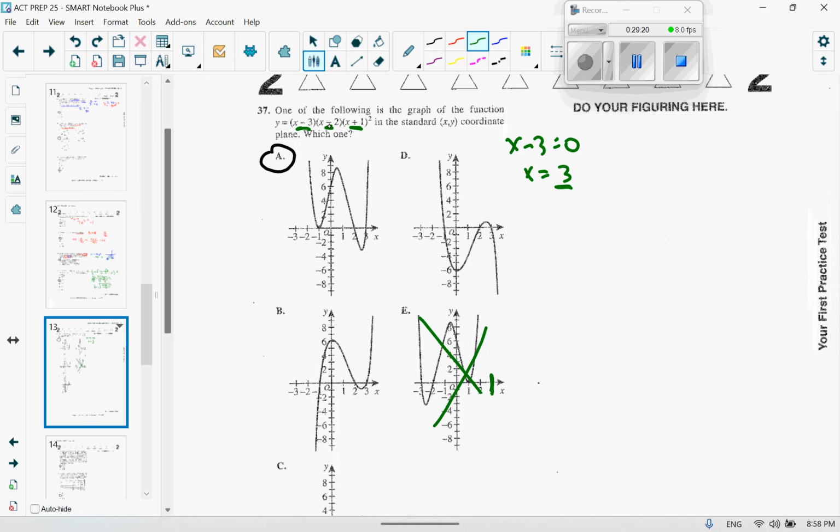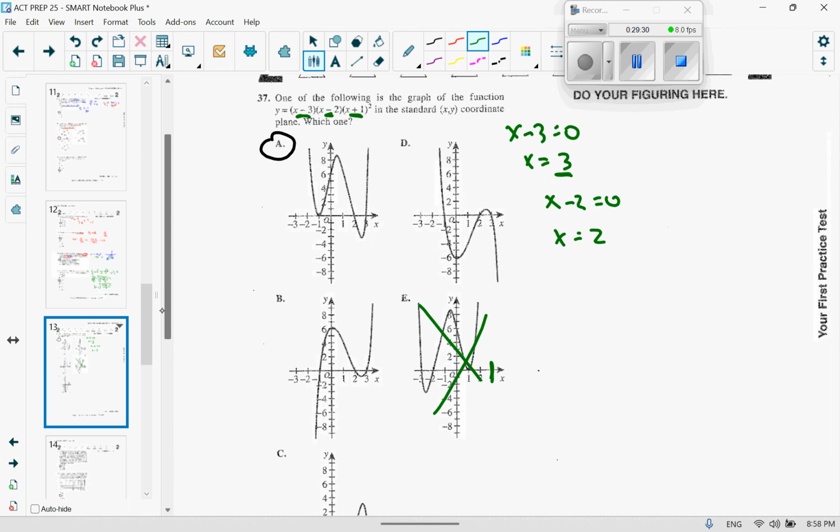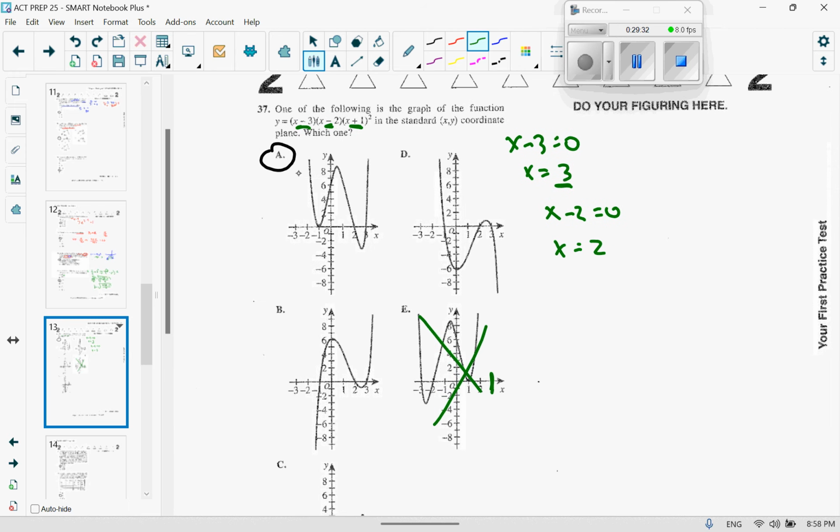Following that same logic, I know that with x minus 2 equals 0, x has to equal 2 as an intercept as well. So that doesn't eliminate any of those answers. And then lastly, I have x plus 1 twice. So I would get x equals negative 1, but I get a multiplicity of 2 because it's squared.